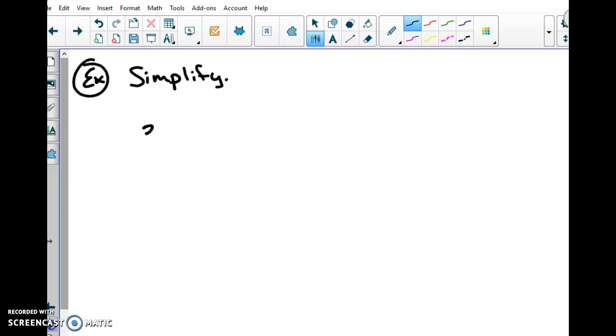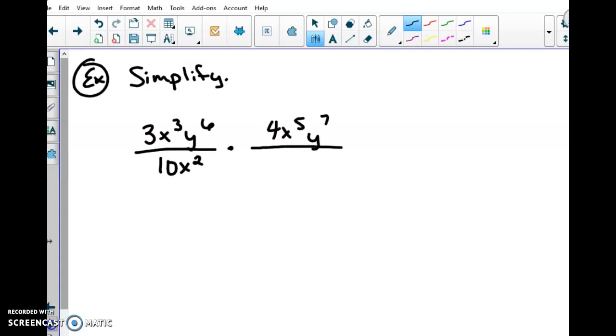For instance, 3x cubed y to the 6th over 10x squared, times 4x to the 5th y to the 7th over 9x squared y to the 10th. Looking at this, this is pretty much rules of exponents. Just a refresher: when you're multiplying, you're really adding your exponents, and when you divide, you're really subtracting. So I'm going to simplify it into one expression together, then simplify it down. 3 times 4 gives me the 12.